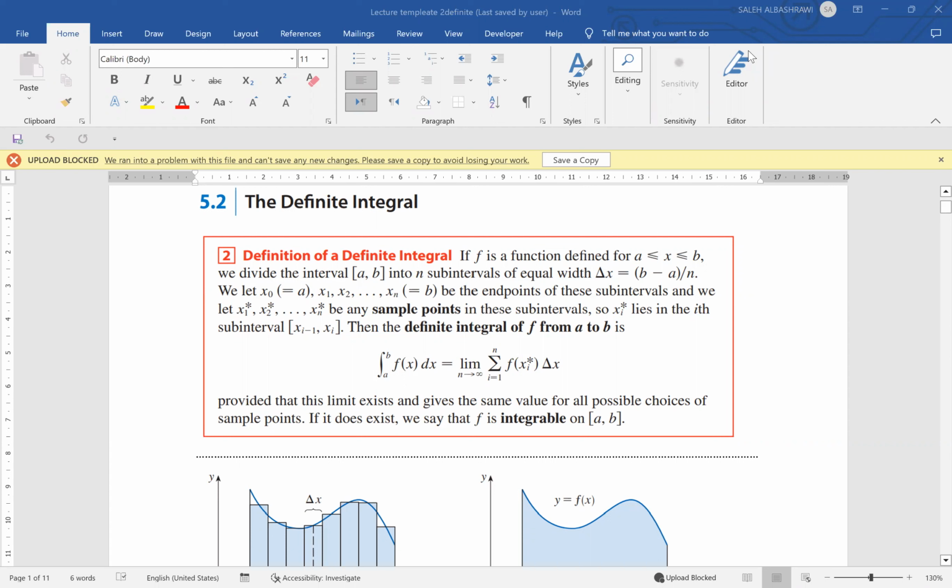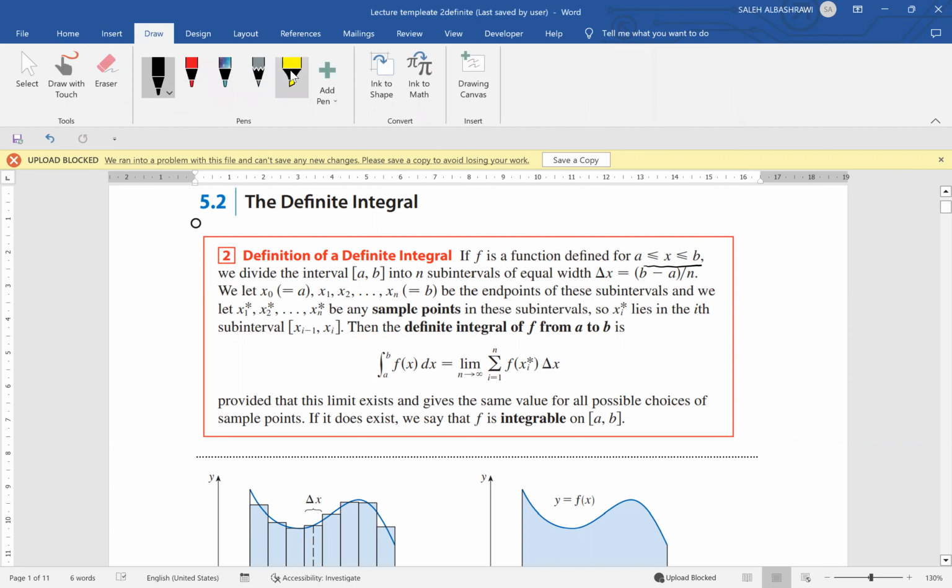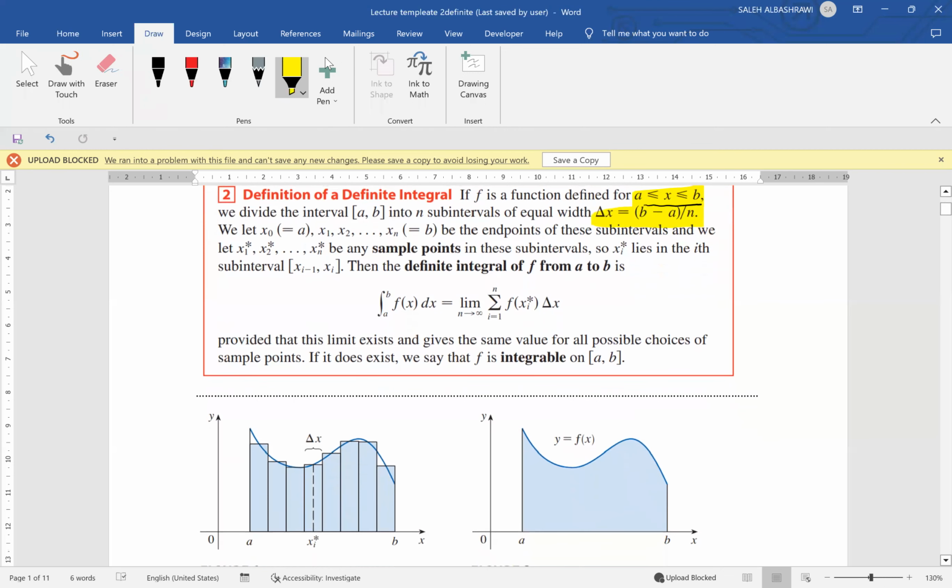For the definite integral, we say that if f is a function defined for a less than or equal to x less than or equal to b, over this interval a to b, then we divide the interval a to b into n sub-intervals of equal width, where delta x is equal to b minus a divided by n. So we are partitioning the interval between a and b into n sub-intervals, where delta x equals b minus a divided by n.